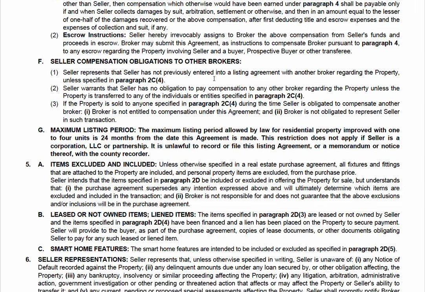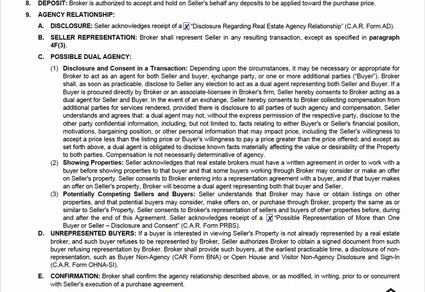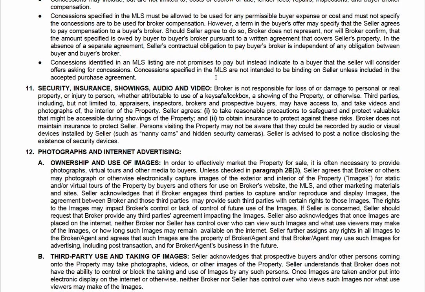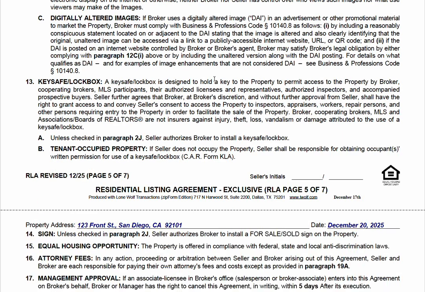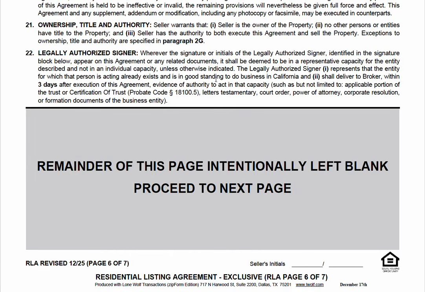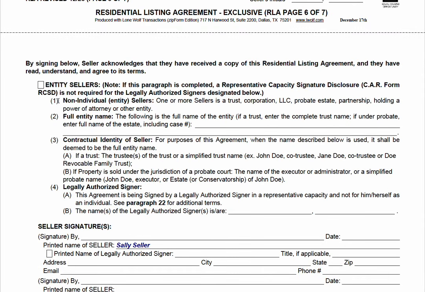All right. We scroll through. We've done most of it. Okay. 21 pages, but it's a lot easier than it sounds when I say 21 pages. We go down. Entity seller. Is your seller a trust, a corporation, an LLC, something like that? Put the name of the entity here. Johnson Living Trust, 1989, something like that, okay?